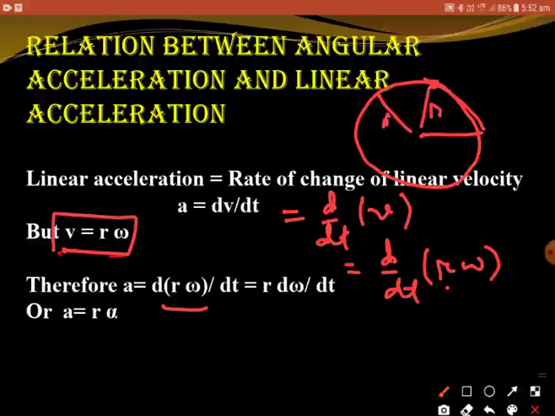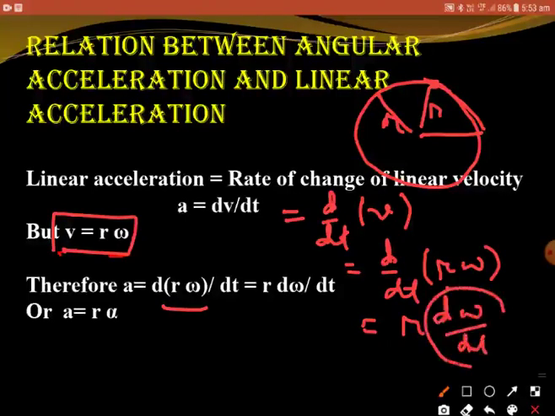So r is a constant. So you take this r outside the differentiation and you try to differentiate this omega. So d omega by dt is nothing but your angular acceleration, which is denoted by alpha. That is what it is here.